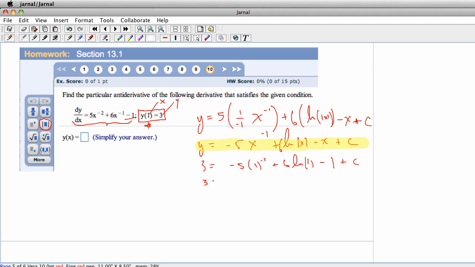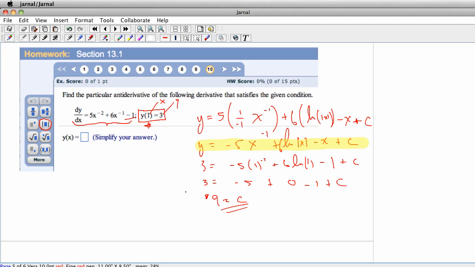Well, this says that 3 is, this expression is negative 5, plus 6 times the log of 1. The log of 1 is 0, so that's 0, minus 1 plus c. So this is actually an equation that's very easy to solve for c. I could just add 5 and 1 to both sides, and I will get 5 and 1 equals c.